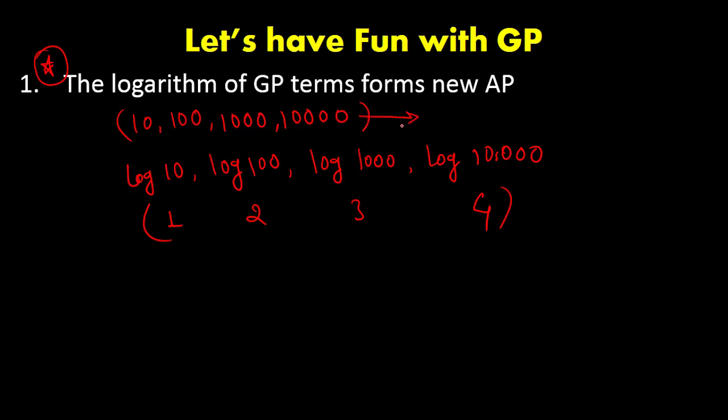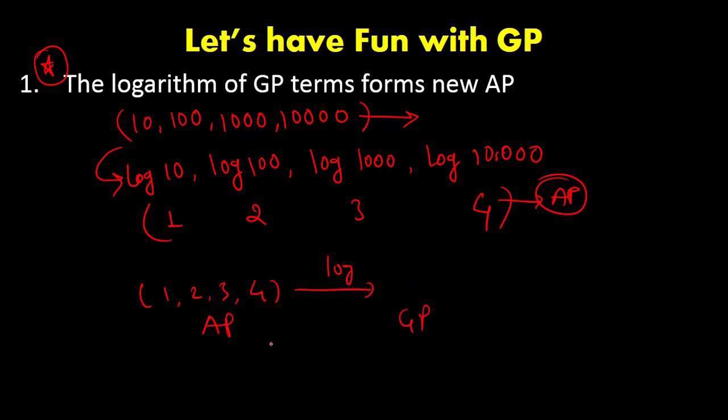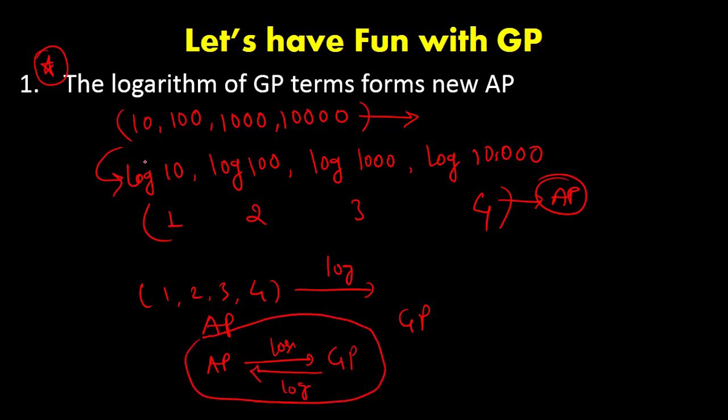If the terms are in GP, then their log values will become an AP. Vice versa is also true. If you have the terms of AP and if you take the log, then it becomes GP. Okay, ऐसा याद रखो. AP if you take log, then it becomes GP. If GP, then if you take log, then it becomes AP. Important one. Okay, so based on this there was one question in your exam.